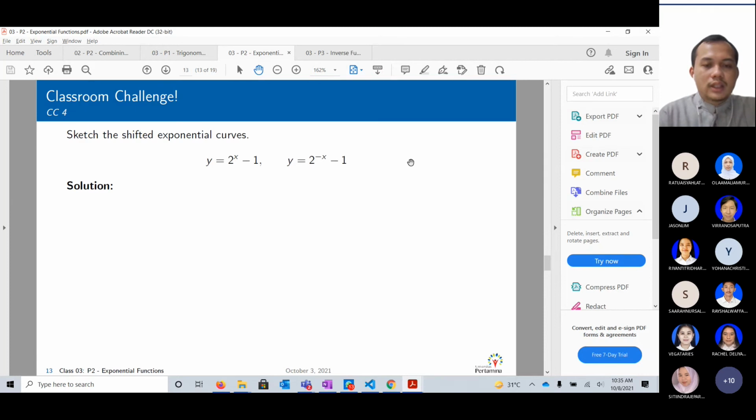And you can also try this by yourself at home, because here we have shifting, and here we have a reflection and then shift.